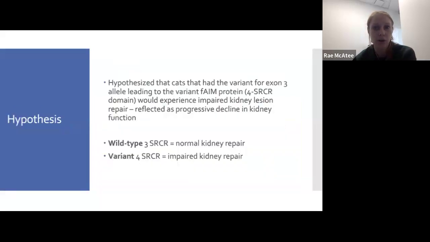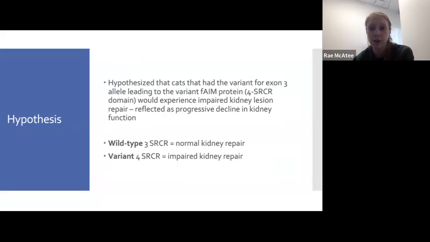And so overall, their hypothesis was that cats that had the variant for exon 3 allele leading to that variant AIM protein, so the 4-domain, would experience impaired kidney lesion repair, and that would be reflective as those cats having a more progressive decline in their kidney function.